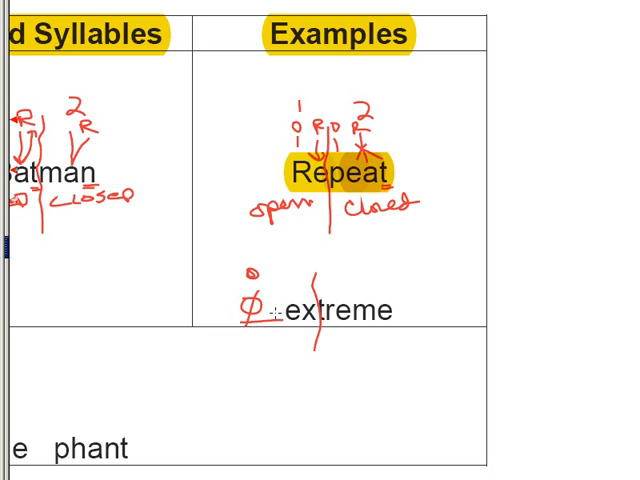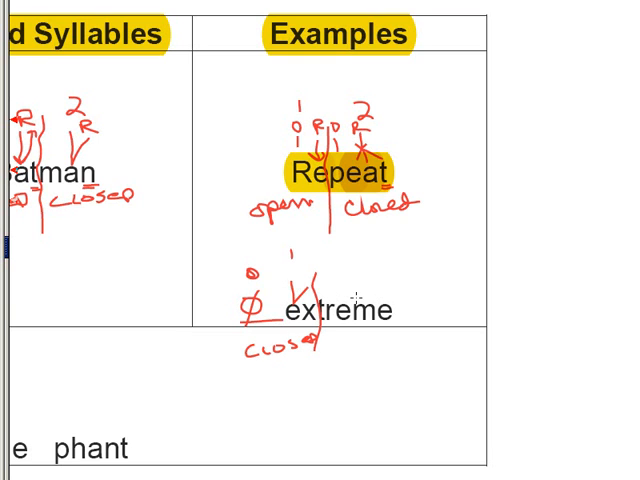In extreme, there's no onset because there's no consonant in front of X. So let's say extreme. Go ahead. Extreme. Good. So we got syllable 1, and our jaw drops and then closes on that syllable. So the first syllable is closed. Now, is the next syllable open or closed?